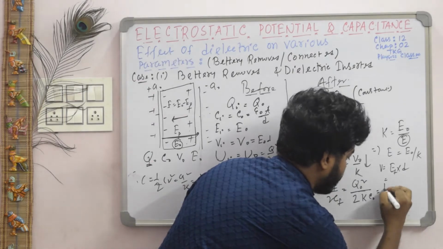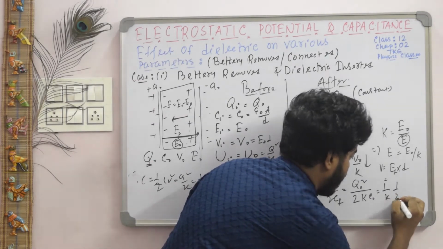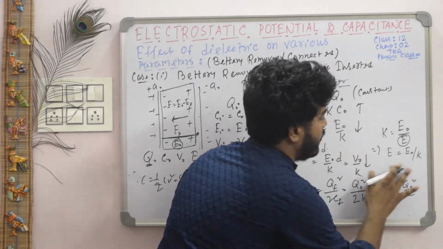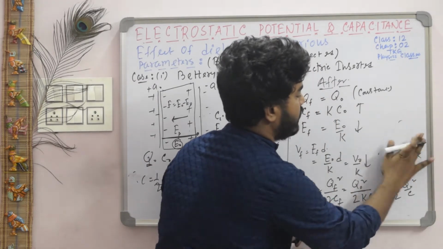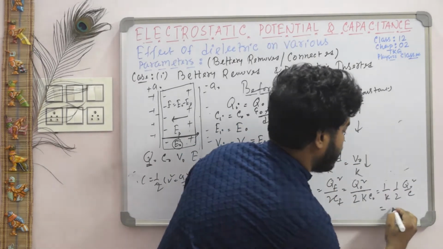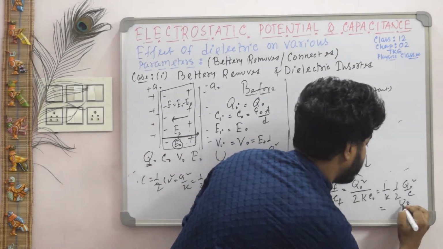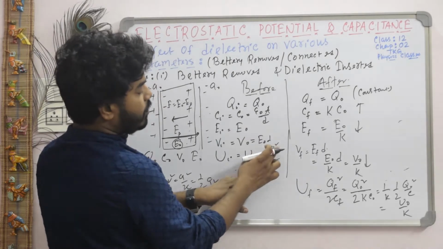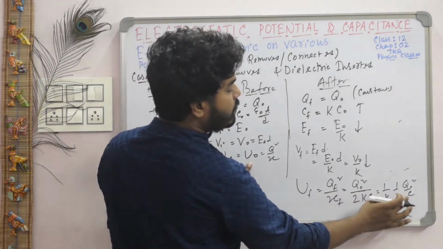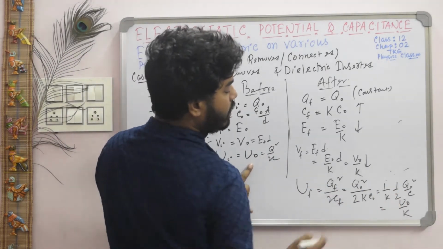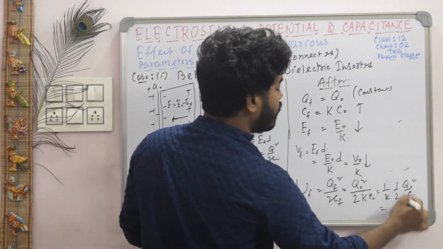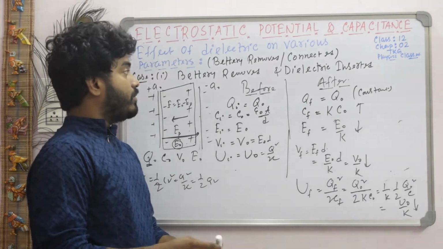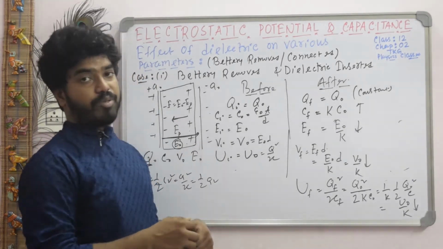So this equation becomes 1 by K times half Q naught square by C naught, and this becomes U naught by K, because U naught, that is the initial value, is Q square by 2C. So Q square by 2C is U naught, and there is 1 by K. So here the potential energy also decreases K times. So this is the first problem, this is our first problem.